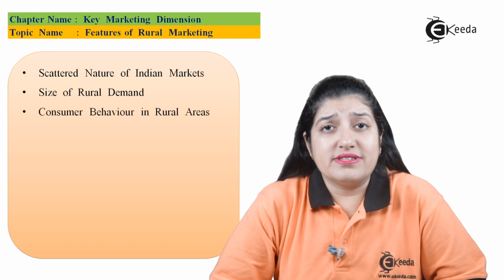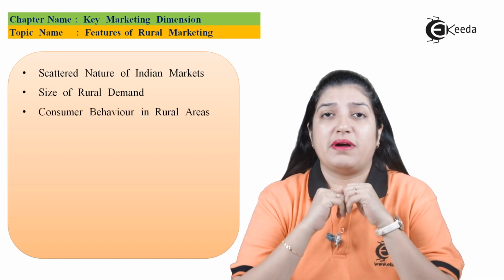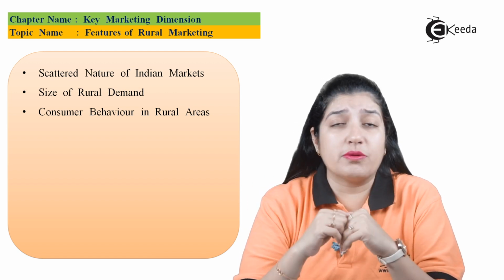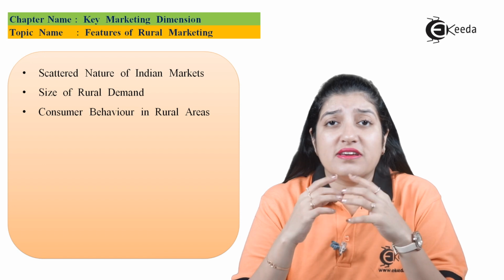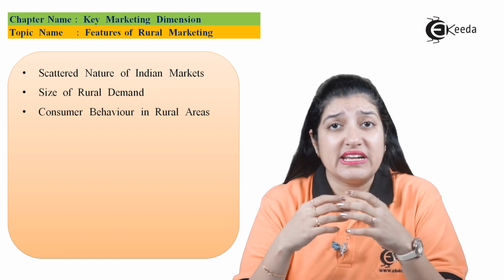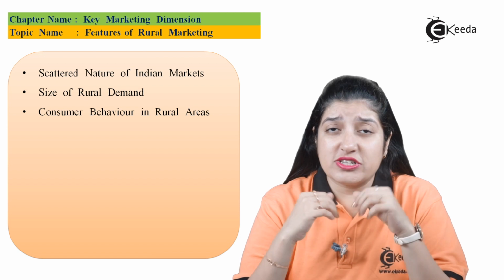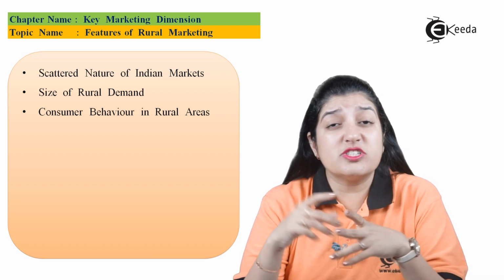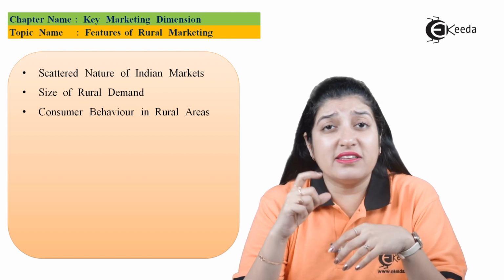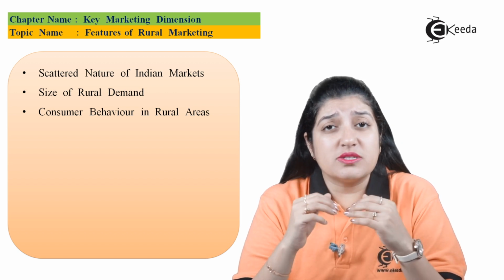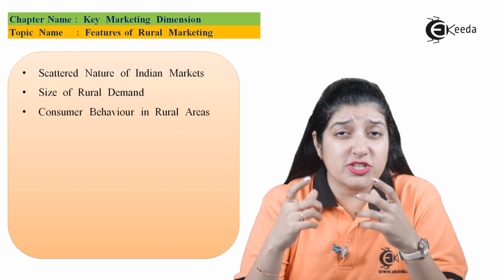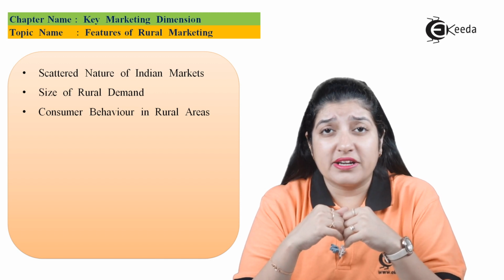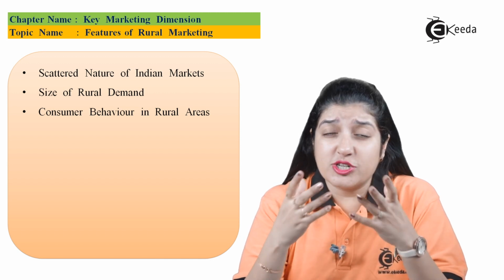Next feature is consumer behavior in the rural market. Consumers in the rural market are quite different from their urban counterparts. How? First, they are not so literate. Second, they still believe in traditions. Example, even today in many rural markets, people use twigs to clean their teeth. In this way, Miswak has launched a powder which can be used by people, and it is doing very well in the rural market. So these people are tradition bound.